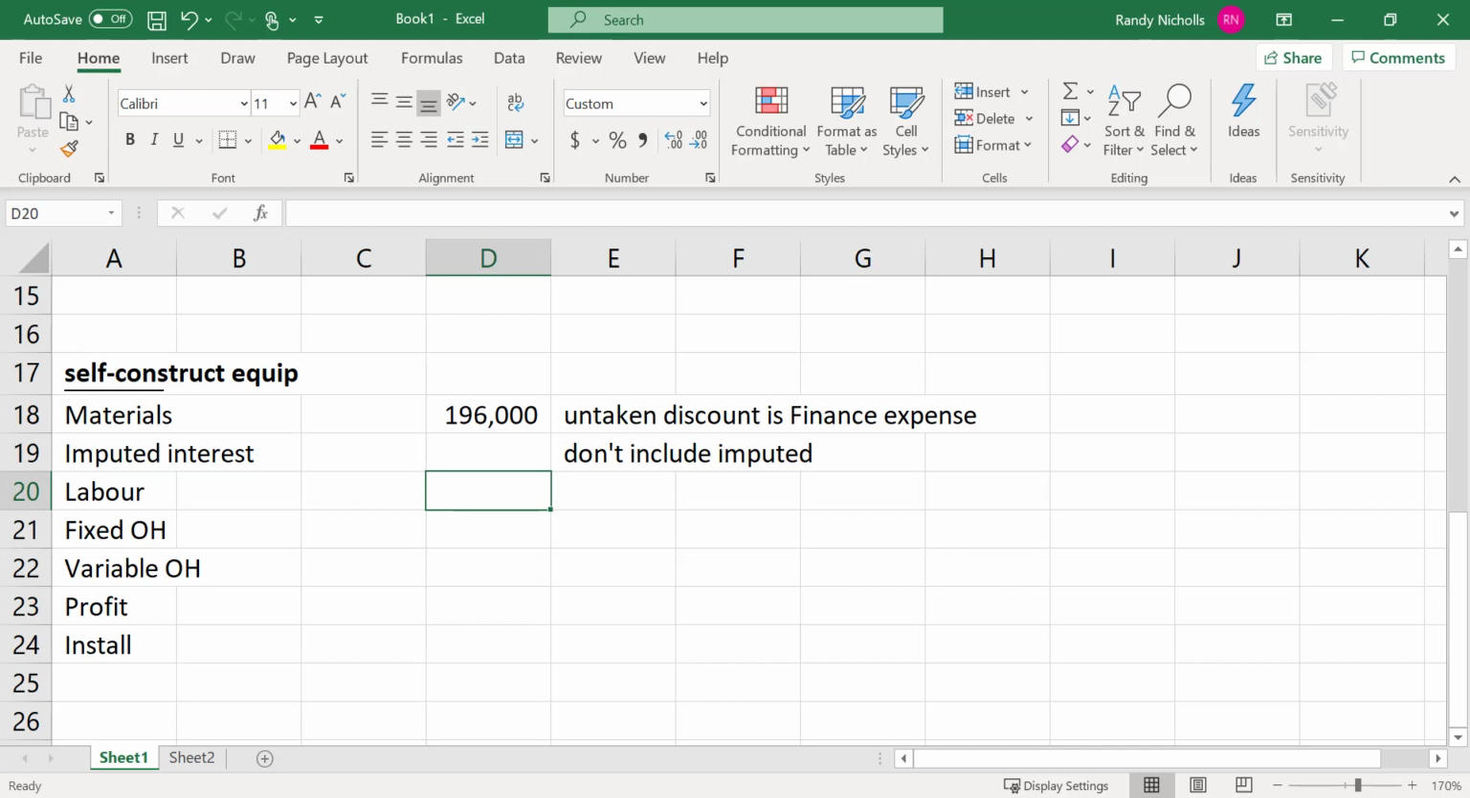Labor costs for manufacturing equipment, that's fine. I broke down, they've got overhead here, fixed 20 and variable 20.